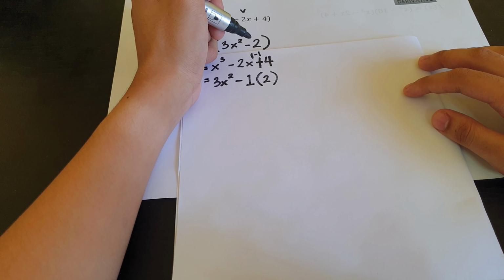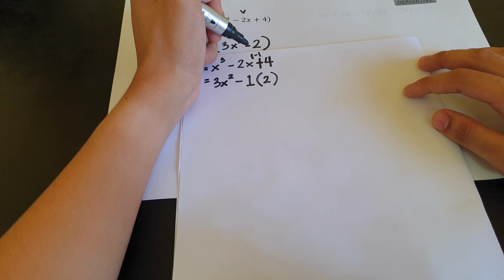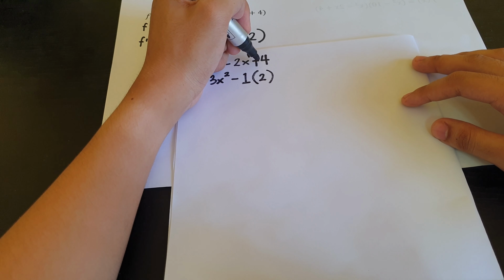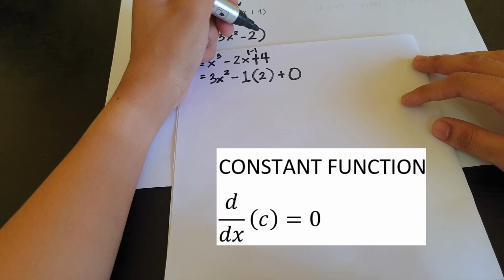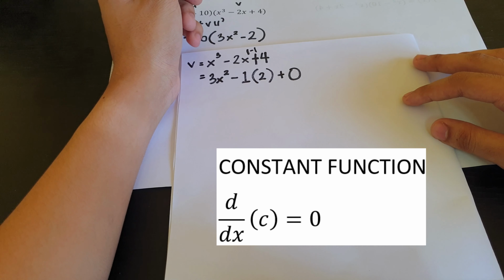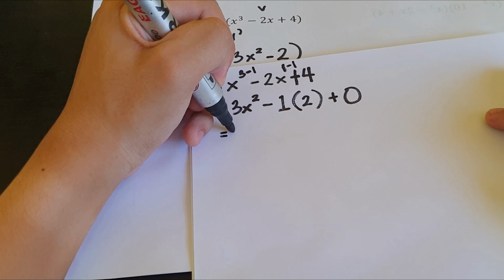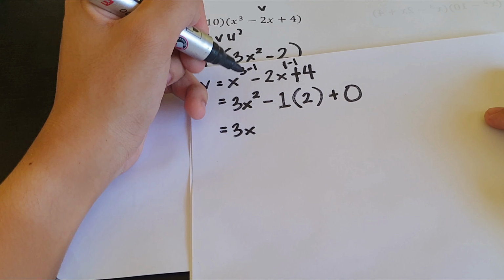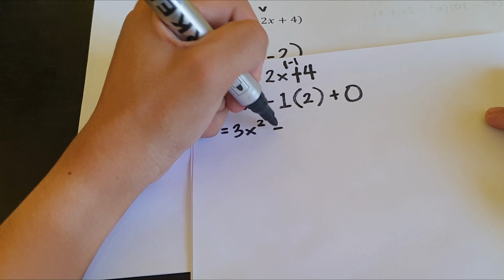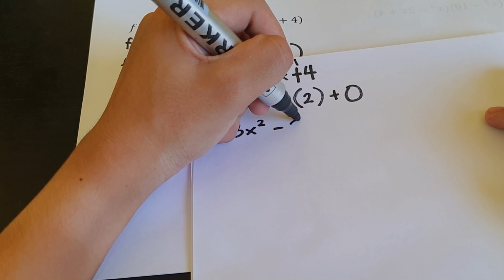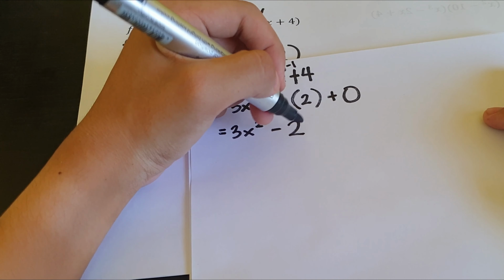Since it is already 0, we will not copy our variable. Our 4 becomes 0, as it is a constant number. Our final equation is 3x to the power of 3 minus 1, which is 2, minus 1 times 2 is equal to 2, then 0.